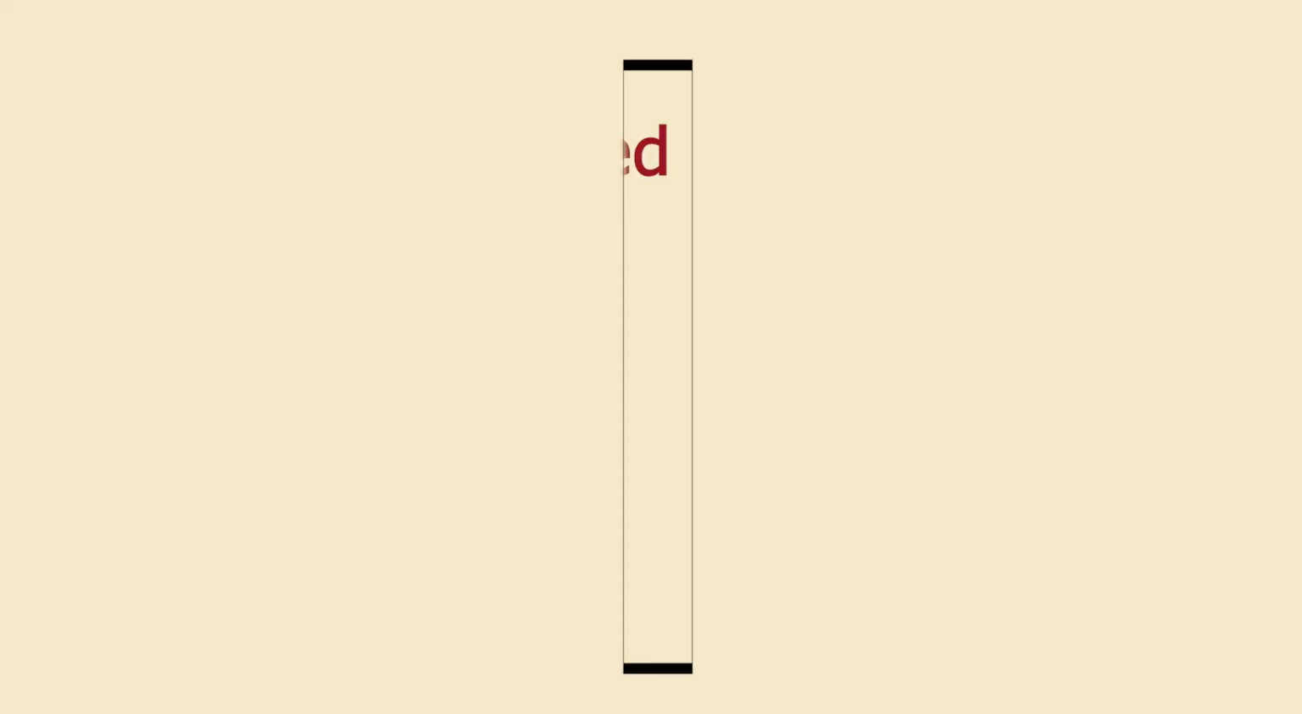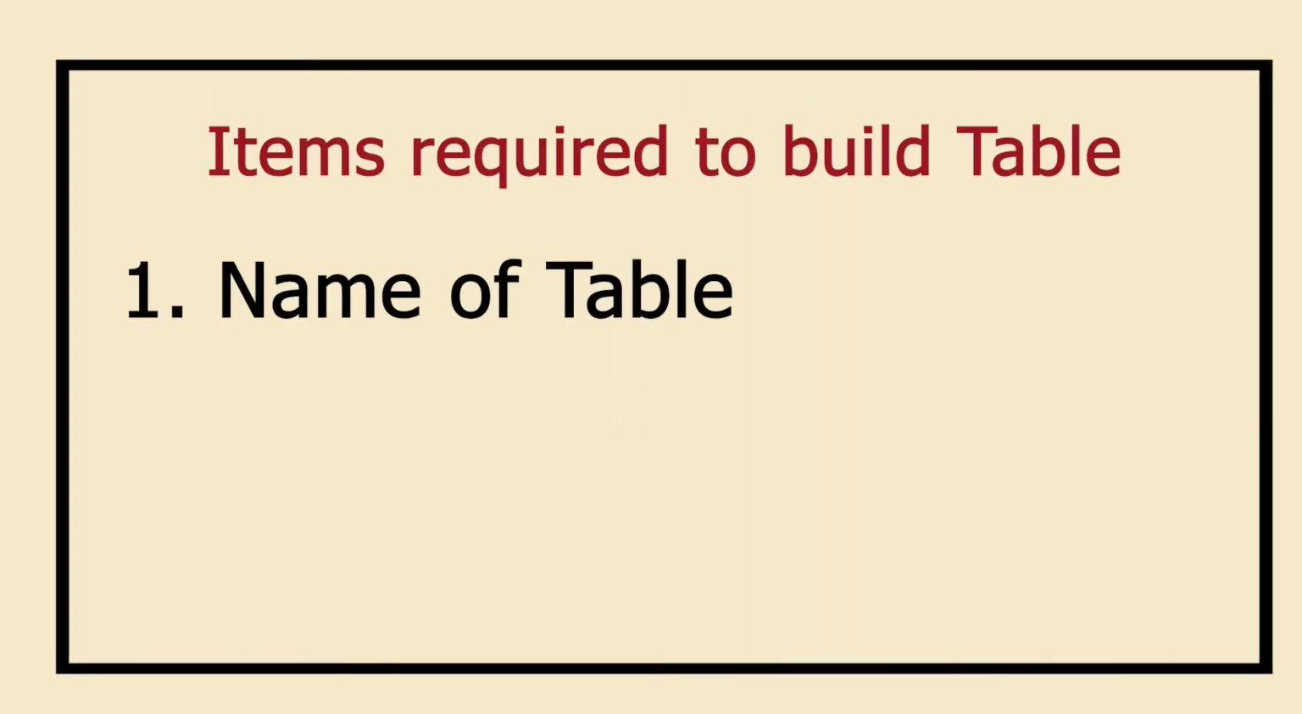Now, for you to create a table, you need three things. Number one is the name of the table. You must know the name of the table beforehand as you're creating the table. In this episode, we'll call our table users because it's going to store user information.